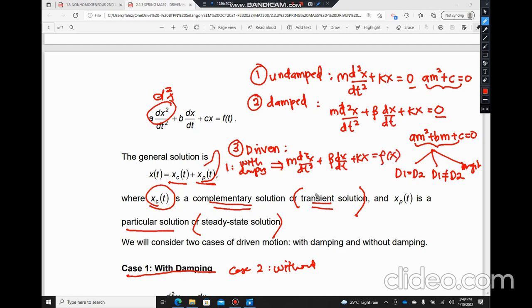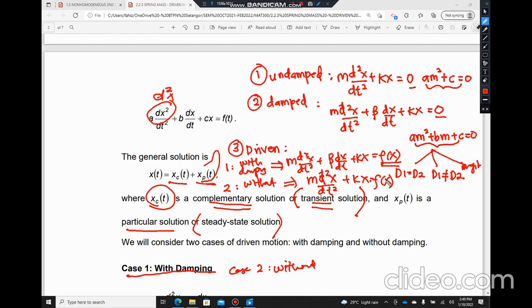Dia maknanya awak akan solve non-homogeneous. Yang kita belajar chapter 4 tu, yang sama ada kita guna undetermined coefficient ataupun variation of parameters. Okay, then case number 2 without damping sama je, cuma dia beza dekat sebelah kiri: d square x dt square plus kx equals to f(x).